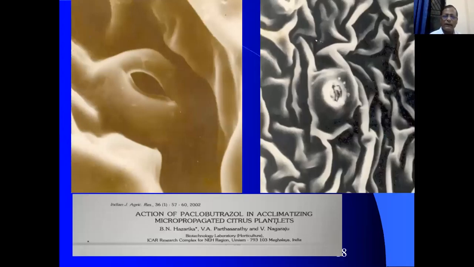Another thing is that in the case of stomatal structure and stomatal functioning, there are differences between in vitro and general plants. Generally, in in vitro culture plants, the stomata remain open and fail to close. That is why more transpirational losses take place, and as a result, transpiration shock takes place on transfer from in vitro to ex vitro conditions. This was also published in the Indian Journal of Agricultural Research.